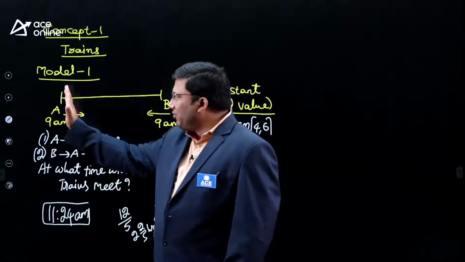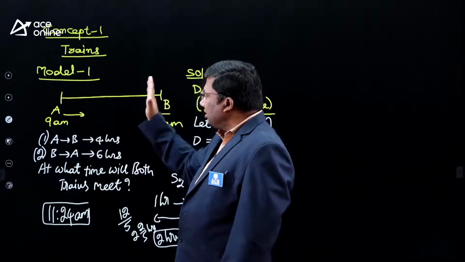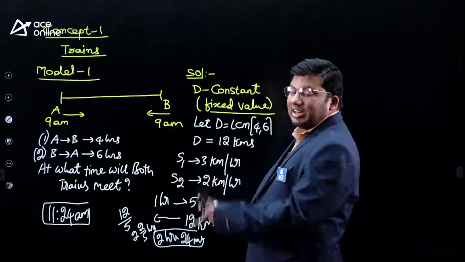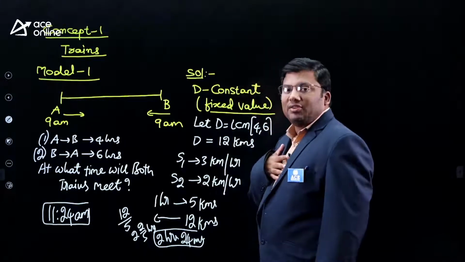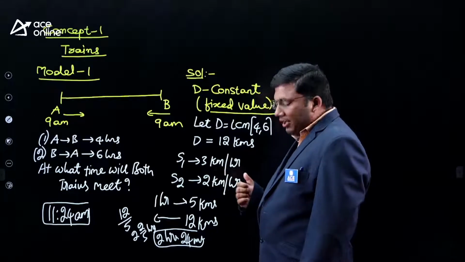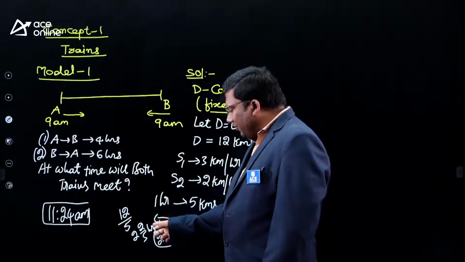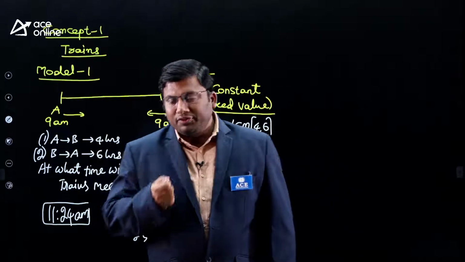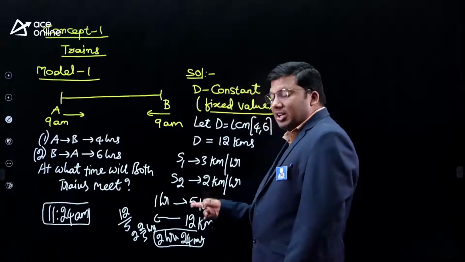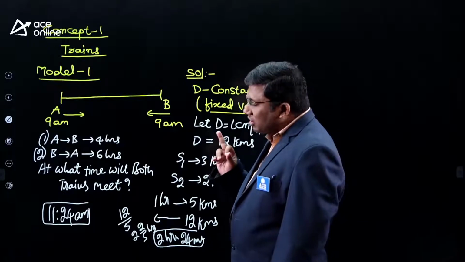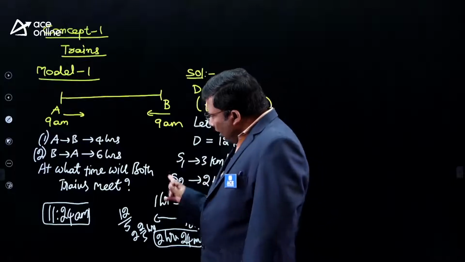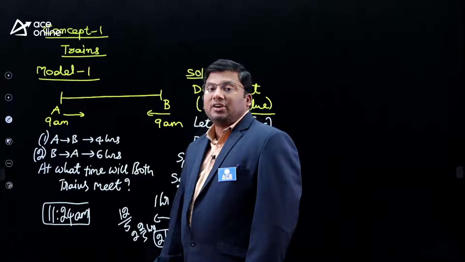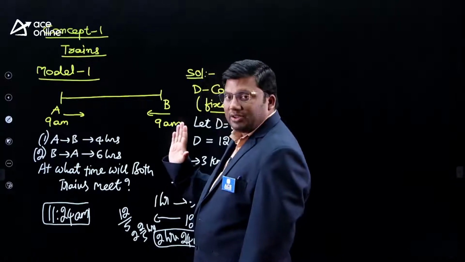So in 1 hour, this will travel 3 kilometers, this will travel 2 kilometers. Total distance covered is 5. But actually what we require is 12. So 12 by 5, which is 2 and 2/5 hours. An hour is 60 minutes, 2/5 of 60 is 24 minutes. They will meet after 2 hours 24 minutes from 9 o'clock. Answer will be 11:24 a.m.